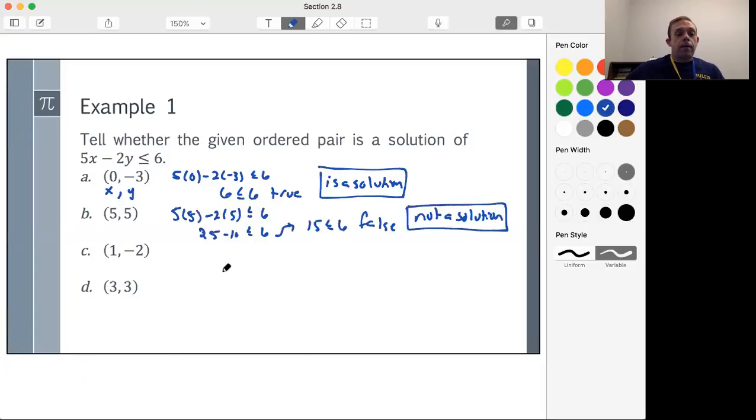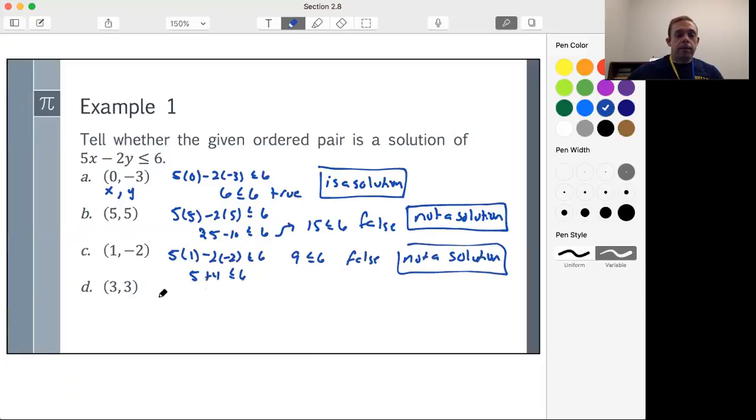Now for C, again we substitute in. So 5 times 1 minus 2 times -2. Is that less than or equal to 6? Is 5 plus 4 less than or equal to 6? Is 9 less than or equal to 6? That's false. So this is not a solution.